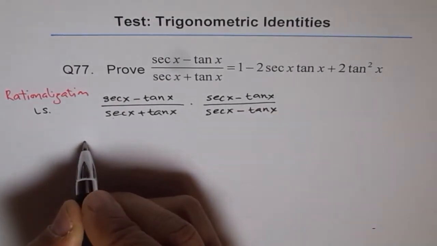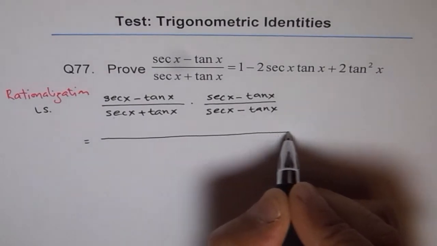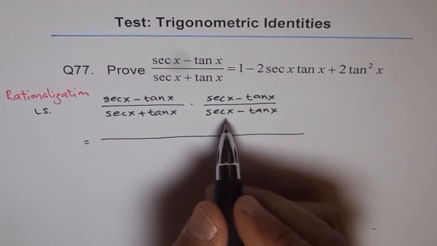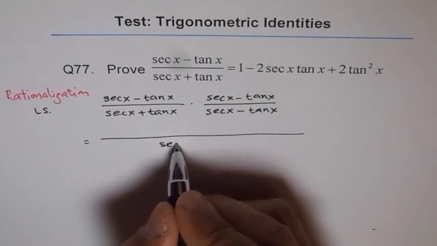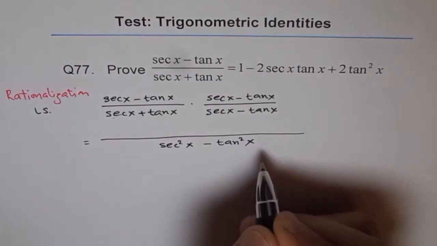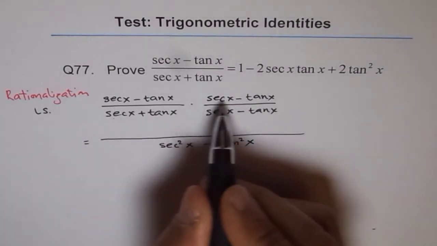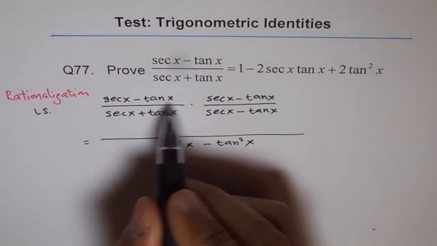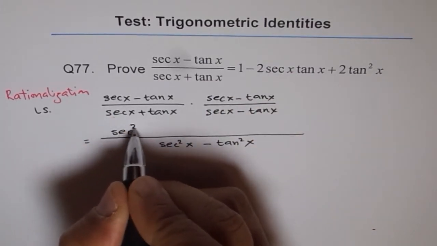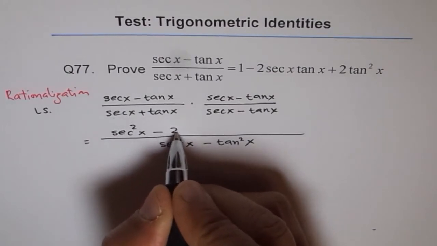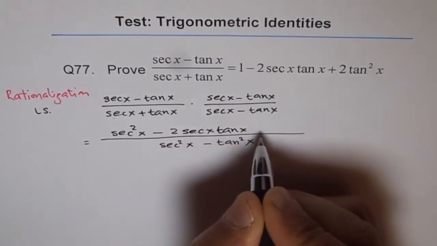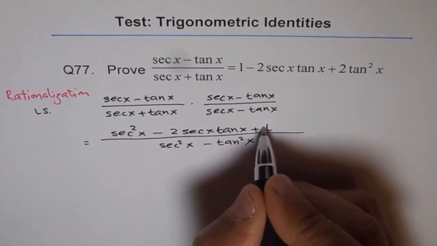Now what this does is that the denominator becomes a difference of squares, which is secant square x minus tan square x. And the numerator, now we'll multiply this. This is like secant x minus tan x whole square, right? So we get secant square x minus 2 times secant x tan x plus tan square x.